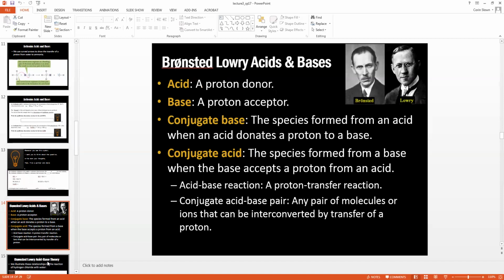And so when we think about conjugate bases and conjugate acids, a conjugate base is what forms when an acid gives up a proton. What's left forms a base. A conjugate acid is what is formed when a base accepts a proton. So when we're looking at an acid-base reaction, it's really helpful for us to think of that as a proton transfer reaction. And any conjugate acid-base pair, so any pair of molecules or ions that can be interconverted by the transfer of a proton, would be a conjugate acid-base pair.